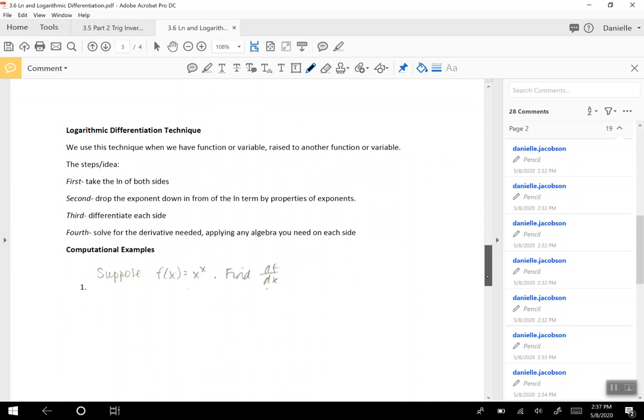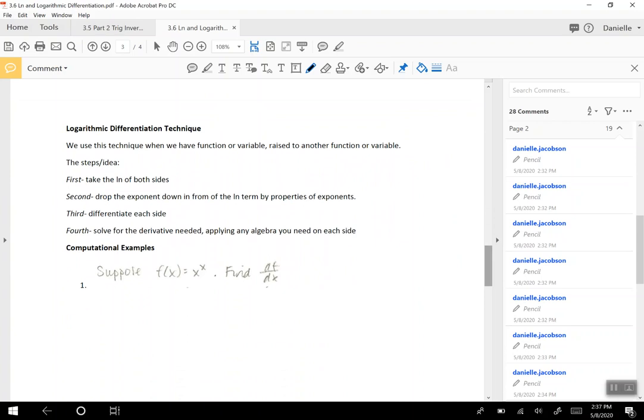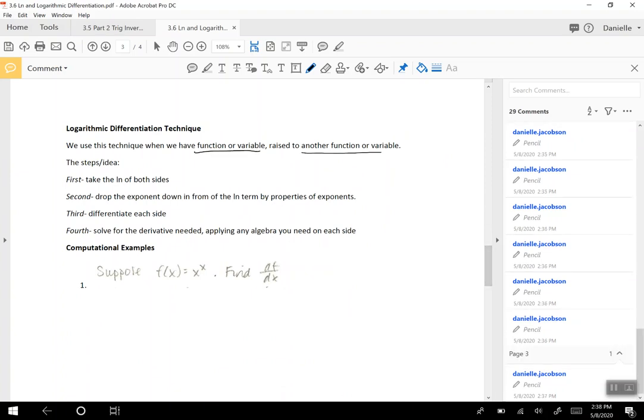Logarithmic differentiation is more of a technique rather than just the derivative of this is this. When I just did the natural log, generally the derivative of the natural log looks like this. The logarithmic differentiation is more so a technique that we use when we have a function or a variable raised to another function or variable.